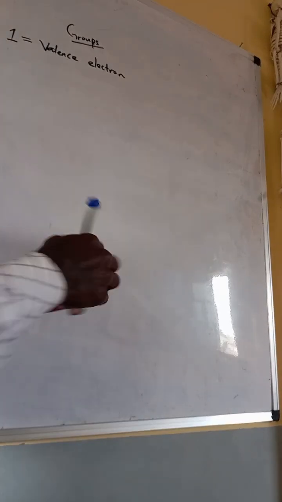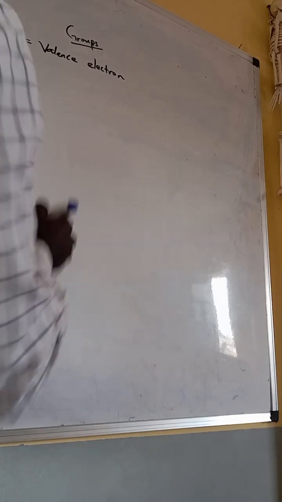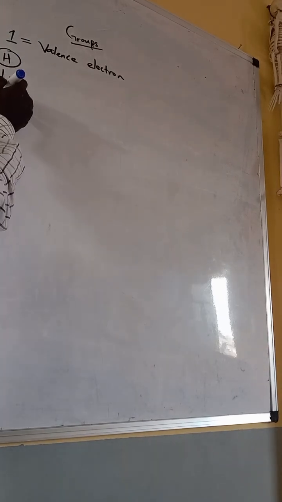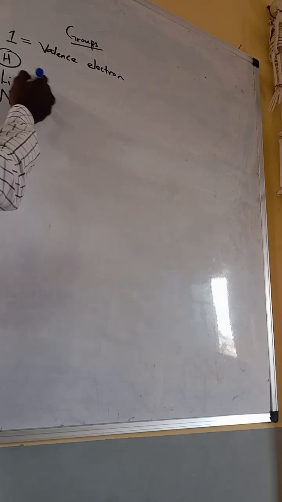Group is vertical. Good. So the group 1 element, hydrogen, I will separate. We now go to the next one, lithium. Sodium is the next one. So we stop there. I will show you, and you are the one that will now tell me the rest after I've shown you this one. Now let's start with lithium.